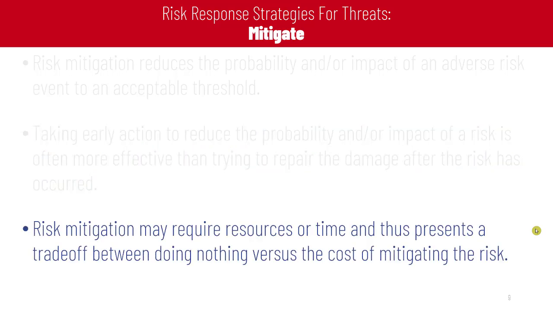Risk mitigation may require resources or time and thus presents a trade-off between doing nothing versus the cost of mitigating the risk. That means that we have two options, either to do nothing and wait for the risk to happen, or bear the cost of mitigating the risk before it occurs and reduce the probability and impact of the adverse risk event.